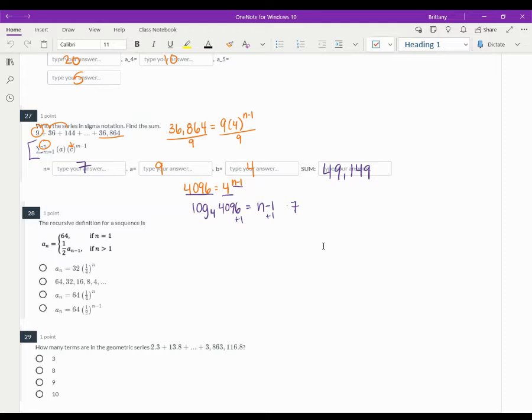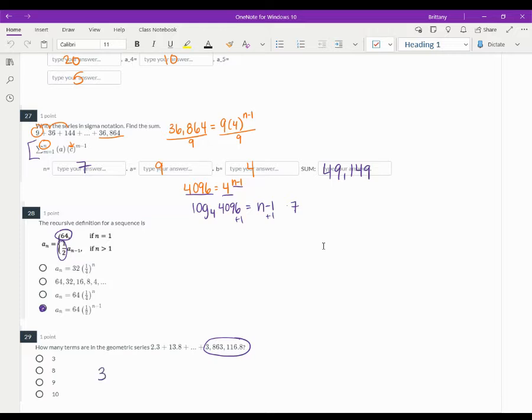Number 28, the recursive definition is given below for a sequence. You're choosing the one that's the correct explicit form. So I know our first term is going to be 64, and that we're multiplying by 1/2 each time. And so 64 times 1/2 each time. And then the last one, number 29, is like the one that we just did. This term right here, they want us to know how many terms are in the sequence.